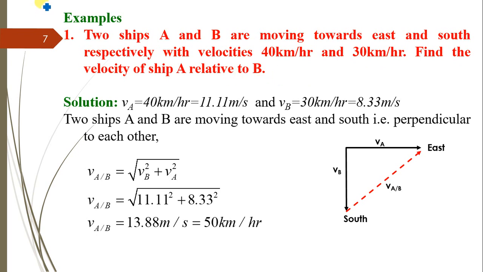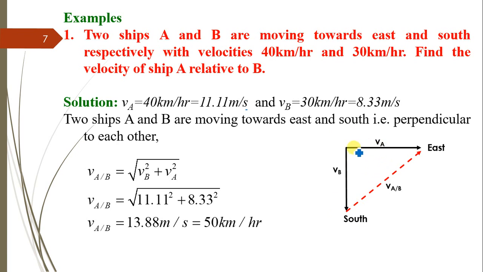Now, given is that the velocity of ship A is 40 km per hour, that is 11.11 meter per second, multiplied by 1000 divided by 3600. You will get the velocity in meter per second. Then the velocity of B is given as 30 km per hour, that is 8.33 meter per second. Now, two ships A and B are moving towards east and south. So ship A is moving towards the east direction and ship B is moving towards the south direction.